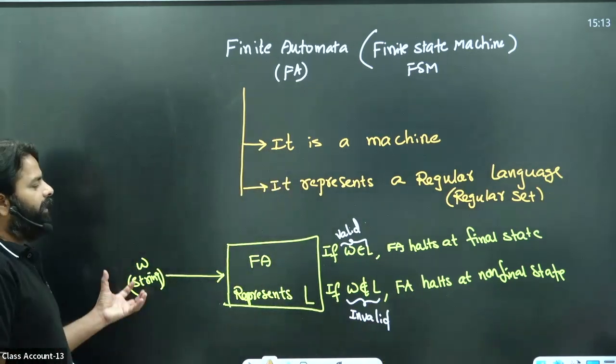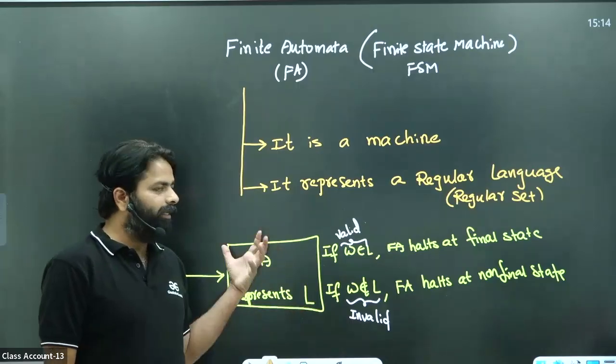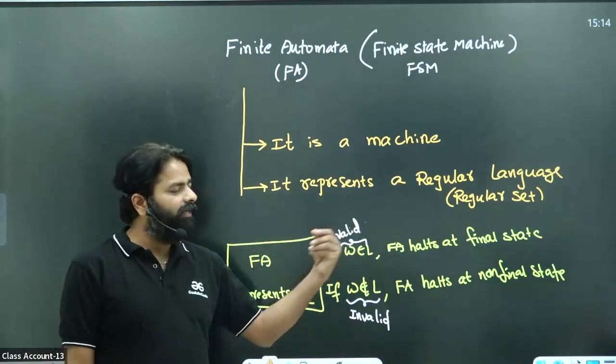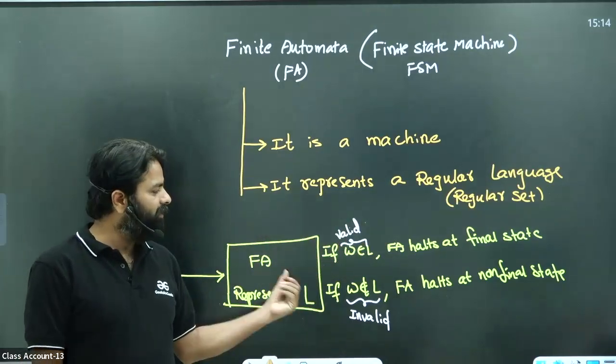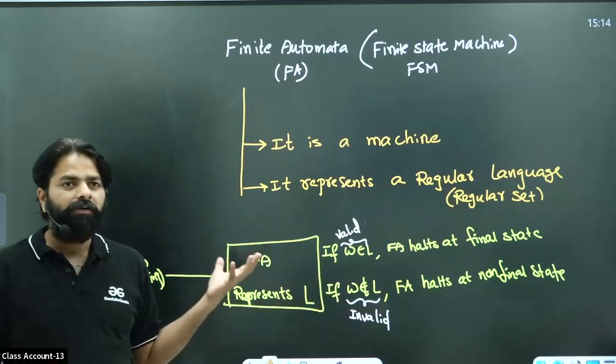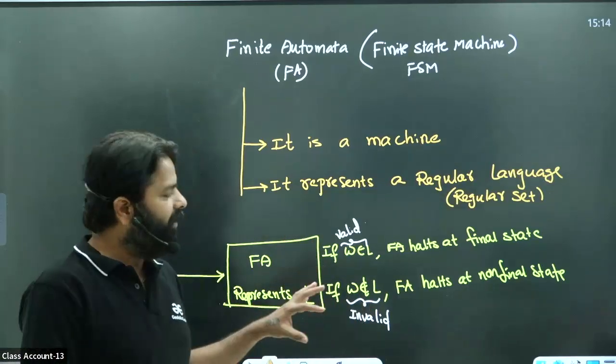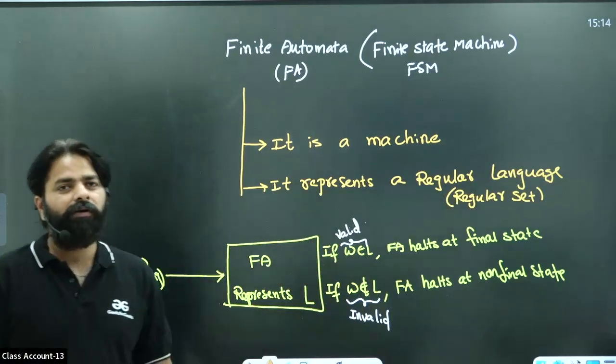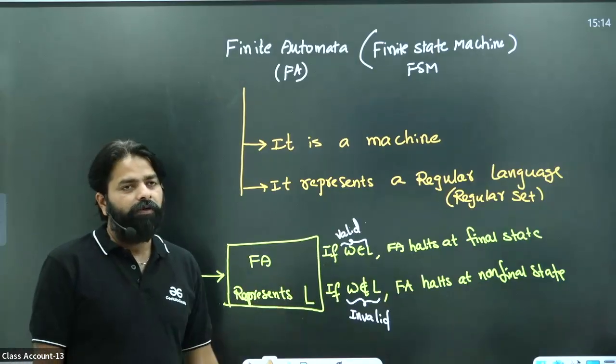So we run a string on the machine and it automatically halts at some state. If that state is final, then the string is valid. If the state is non-final, the string is invalid. So what is a final state? What is a non-final state? We are going to look at that in the configuration, with the help of an example.